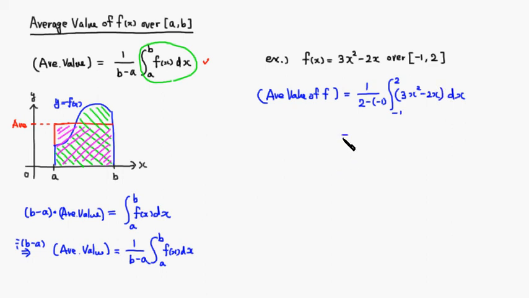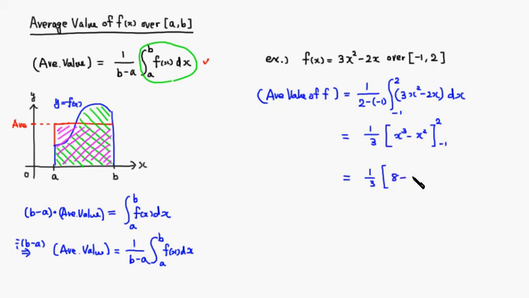This is going to be equal to 1 over 3 minus -1, so you're adding 1, that's going to be 3. Then the antiderivative of 3x squared would be x cubed, then you're subtracting the antiderivative of 2x, which is x squared, going from -1 to 2. So this is going to be equal to 1/3, then we plug in 2 first. Plug in 2, so that would be 8.